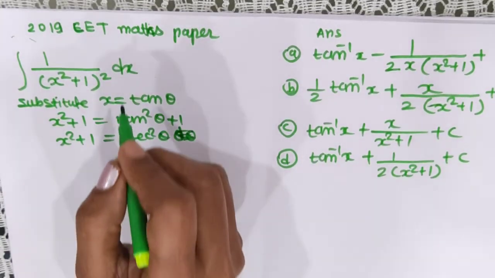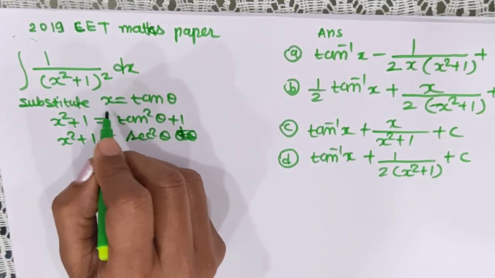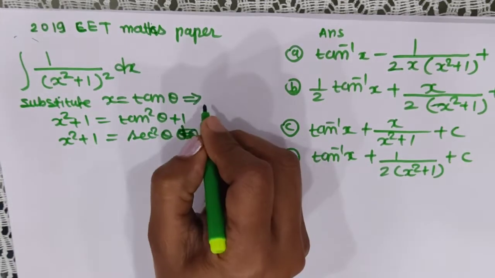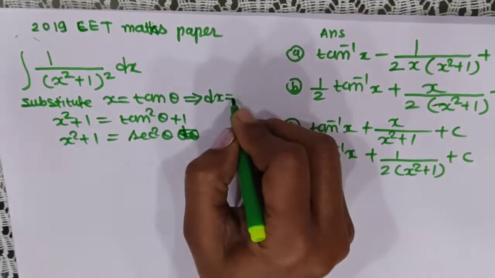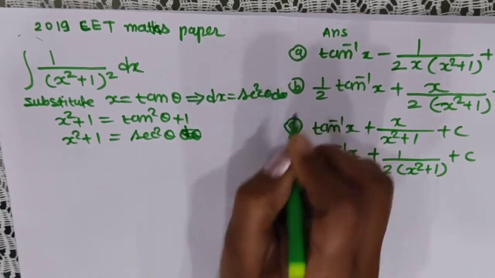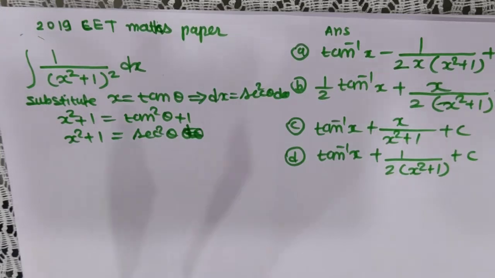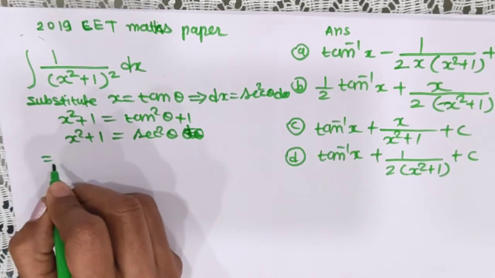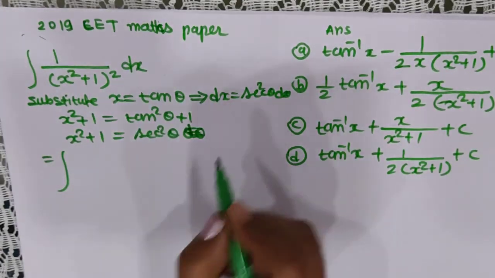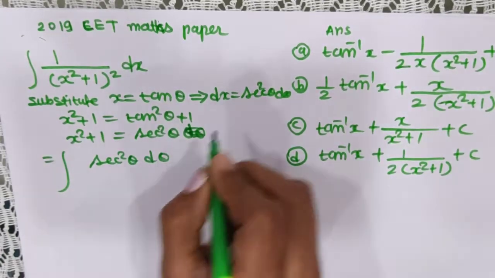Now, I don't want this dx here. So what am I going to do? Since x equals tan theta, what will be the derivative? dx equals sec square theta d theta. Means if x is tan theta, dx is sec square theta d theta. So substitute all these terms. So what is the integration? 1 into dx means sec square theta d theta divided by this.